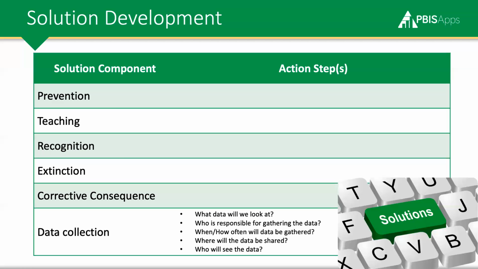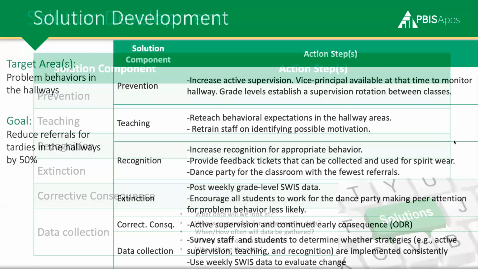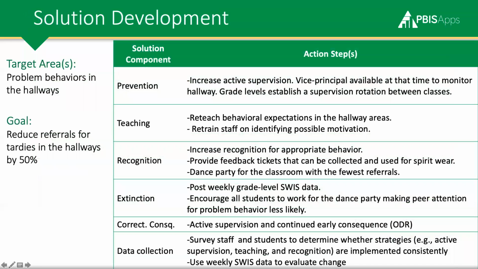For the most part, it's your data analyst who's going to bring this data to the team to let us know. And then here's an example. The goal here was tardies in the hallways, and the goal was reducing it by 50%. That's what their problem behavior was. They were seeing a lot of problem behaviors in the hallways and tardies. So they set their goal. So here's their action plan based on that goal.